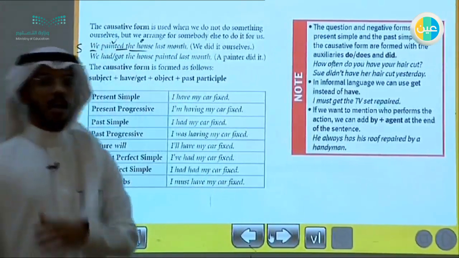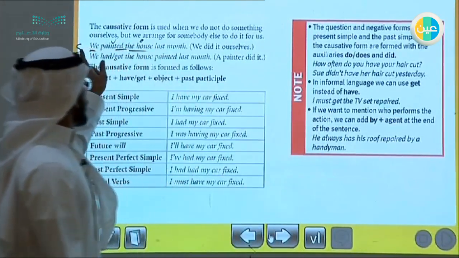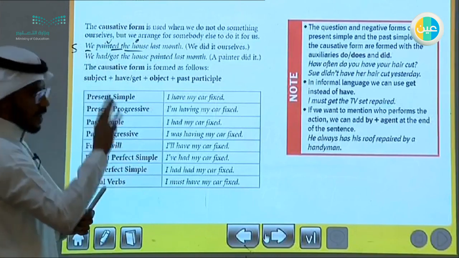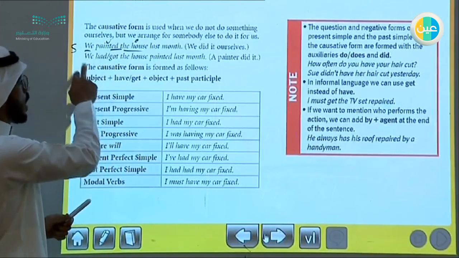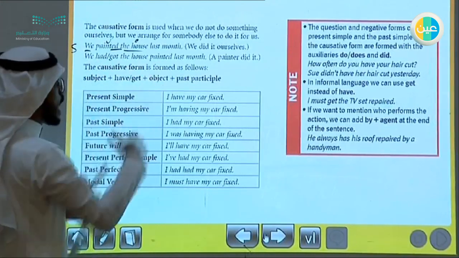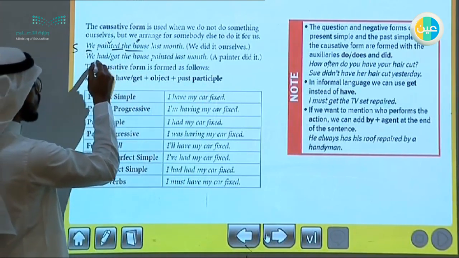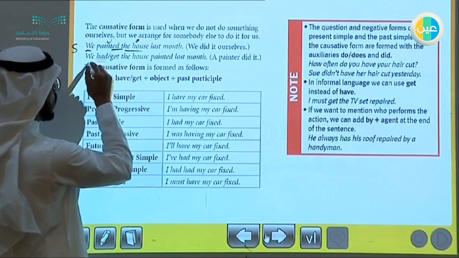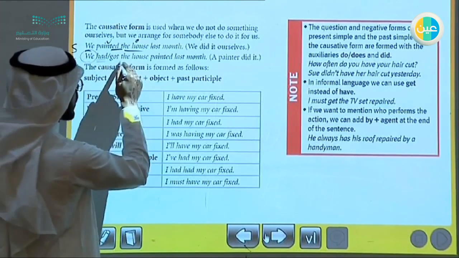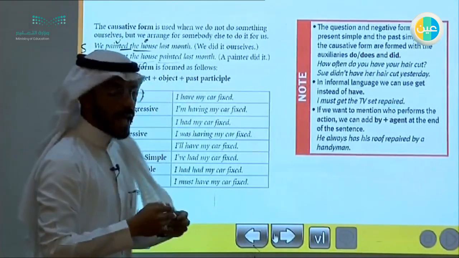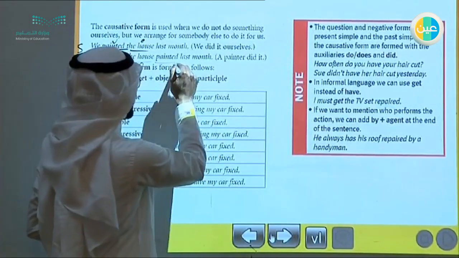Now, when I use the causative form, look at this sentence. We had, or we got, it's optional, we had or we got the house painted last month. Look, now this is the subject, had, and the house is the object. The verb is in the past participle.